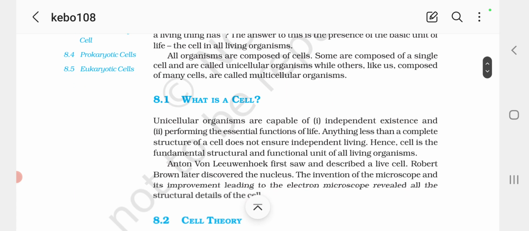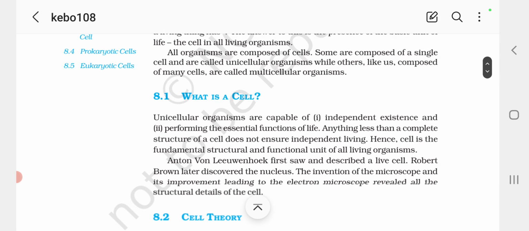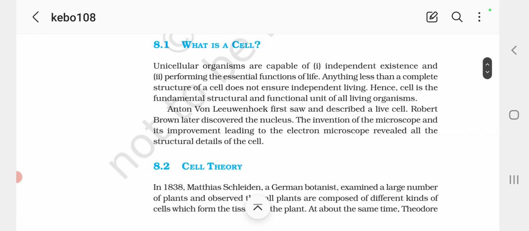All organisms are composed of cells. Some are composed of a single cell, and are called unicellular organisms, while others, like us, composed of many cells, are called multicellular organisms. 8.1, What is a cell?